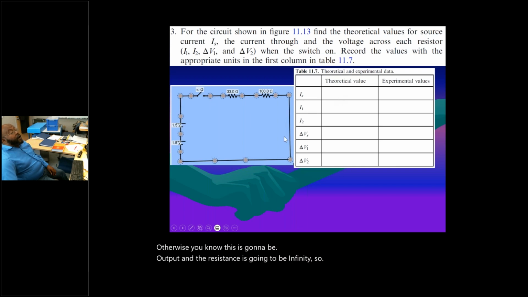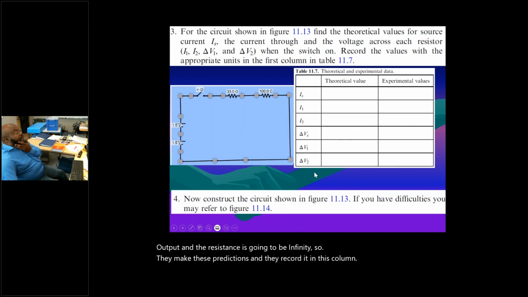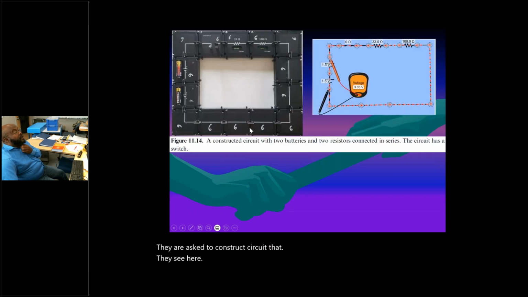So they make these predictions and they record it in this column, and then they are asked to construct the circuit that they see here. If they can't do it, there is a figure that shows them how to construct the circuit from the modules. These are the batteries. These are the 2 resistors that are connected in series, and this shows them how to hook up a voltmeter, for example, to measure the source voltage here.